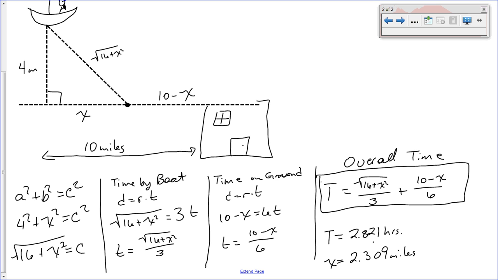I do believe you can do it. I have faith in you. I want you to find the derivative of that equation and prove to me that x is 2.309. I'm going to use that as your ticket in the door for tomorrow. So make sure you have it ready when you come to class.